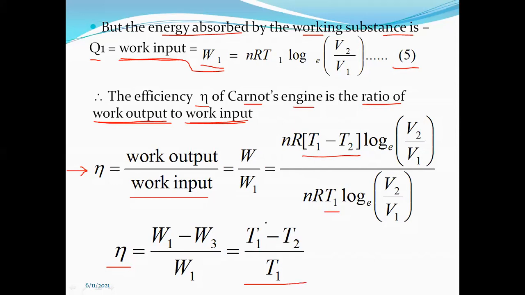In terms of work done, we can write it as W1 minus W3 upon W1. So this is the efficiency of the Carnot heat engine in terms of work done, that is W1 minus W3 upon W1, which is equal to, in terms of temperature, T1 minus T2 upon T1.